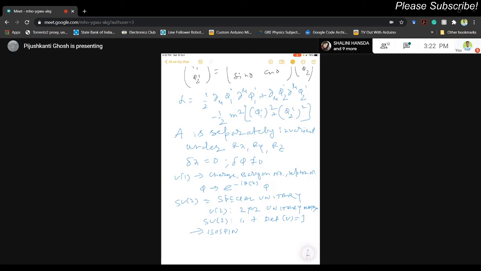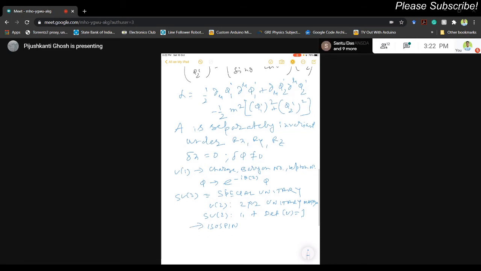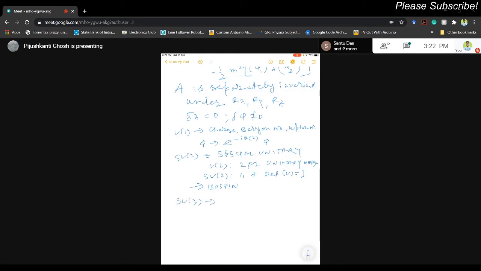Then there is SU3, special unitary group of order 3. Again, U for unitary matrices of 3 cross 3, S for special, that means I take only those unitary matrices whose determinant is equal to 1. And I don't know whether you have heard of flavor and color. Of course, as simple English words you know what flavor and color are, but I am talking about them in the context of particle physics: whether you have heard of flavor symmetry and color symmetry.